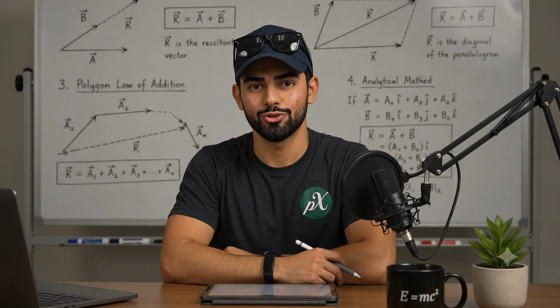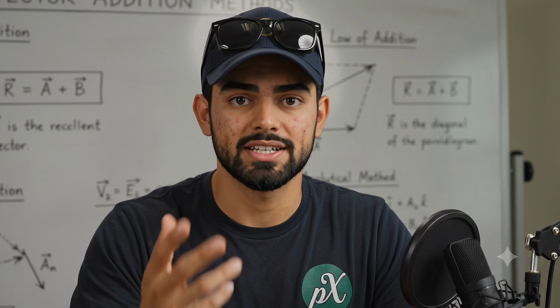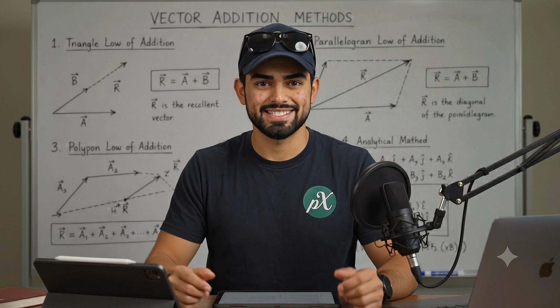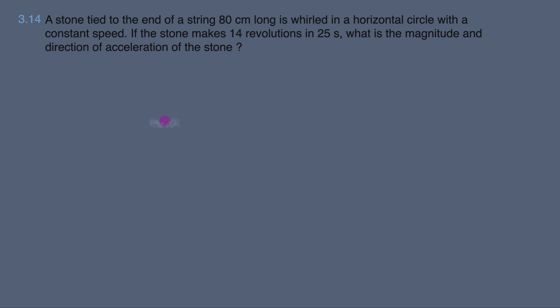Since the stone is moving in a circular path with constant speed, this question is based on the concept of centripetal acceleration. So let's solve it step by step. We have a stone, and it is tied to the end of a string. The length of the string is 80 centimeters. Now, we whirl this stone in a horizontal circle with a constant speed. But wait, the question specifically says constant speed. So before we start solving, let's understand what constant speed actually means in circular motion. Constant speed means that the stone covers equal distances in equal intervals of time.